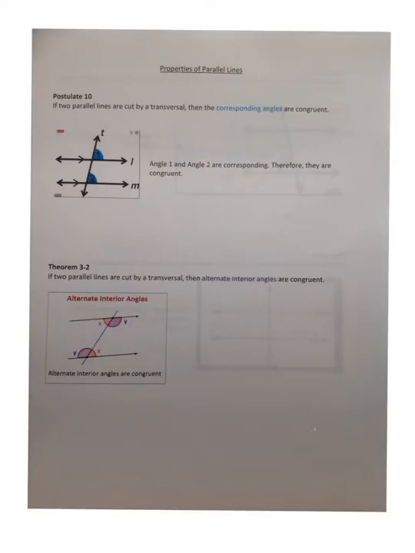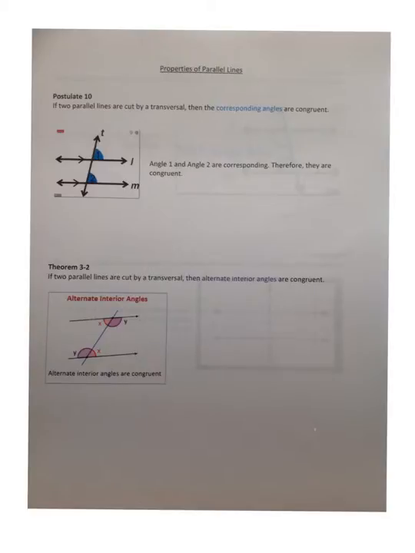Hope you've had the chance to print this out. This is going to go in your spiral. We're on properties of parallel lines. Postulate 10 states that if two parallel lines are cut by a transversal, then the corresponding angles are congruent. The notes on these 2 pages are going to mirror the activity that we did yesterday, and these just are some pictures to go along with what we did.